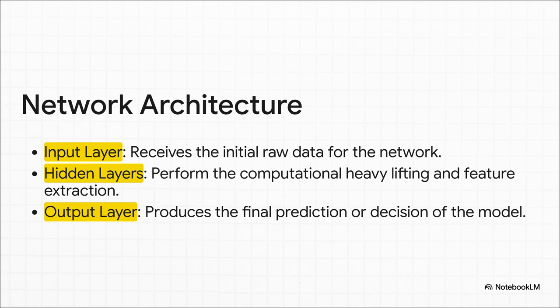So, a standard network usually has three kinds of layers. First up, you've got the input layer. Think of this as the front door. It's where all the raw data we want to look at comes in. Then, in the middle, you have the hidden layers. There can be one or there can be many. This is where the real work gets done, all the heavy computational lifting. And finally, you have the output layer, which spits out the network's final answer.